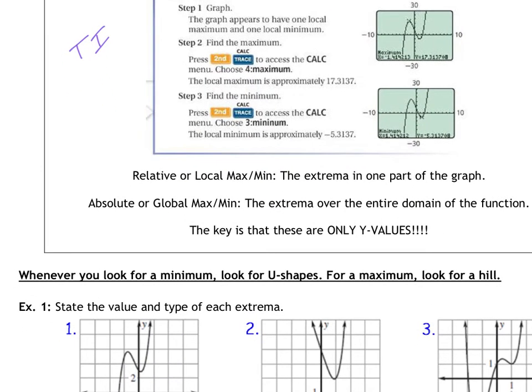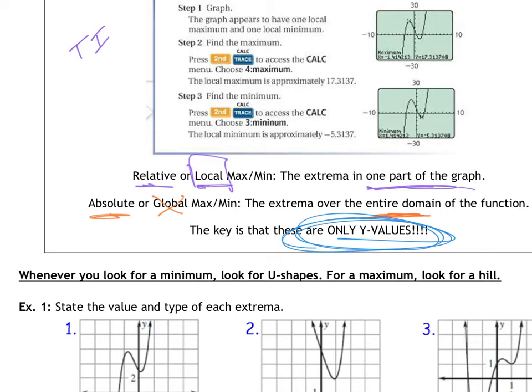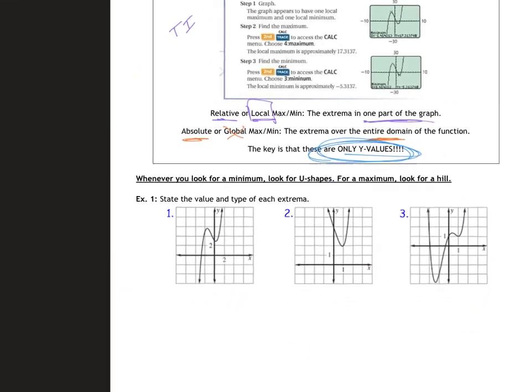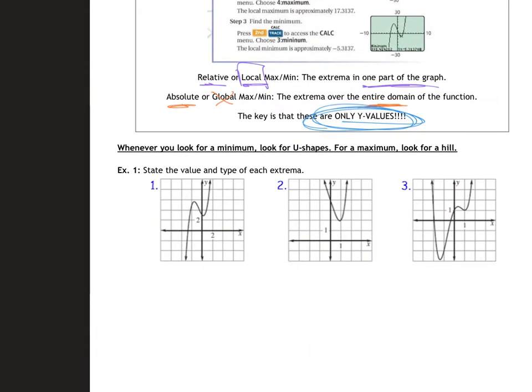So your terminologies here, relative or local max or min, we'll use both of those terms. Most of the time I'm going to use local, but I will use relative here or there. Those are the extrema in one specific part of the graph, so one little area. Absolute max or min, I'm never really going to use global. This is the extrema over the entire domain. So what's the biggest point on the graph, or what is the lowest point on the graph? The biggest thing with these is that they only use y values. I don't care about the x, I'm just looking at the y values. So whenever you're looking for a minimum, you're looking for that U shape. Whenever you're looking for a maximum, you're looking for the top of a hill.